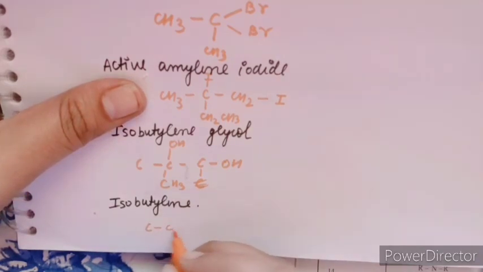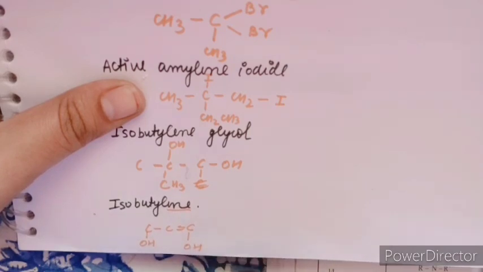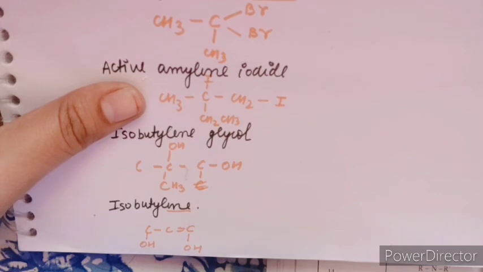Now the last one is isobutylene. Butyl means 1 2 and 3 carbons. Butylene means there is the presence of a double bond. So we will take one double bond, and in this the OH will be at the ends of the chain. 3 carbons, CH2 CH3 and 1 here, 1 2 3 and 4. So this is the isobutylene.